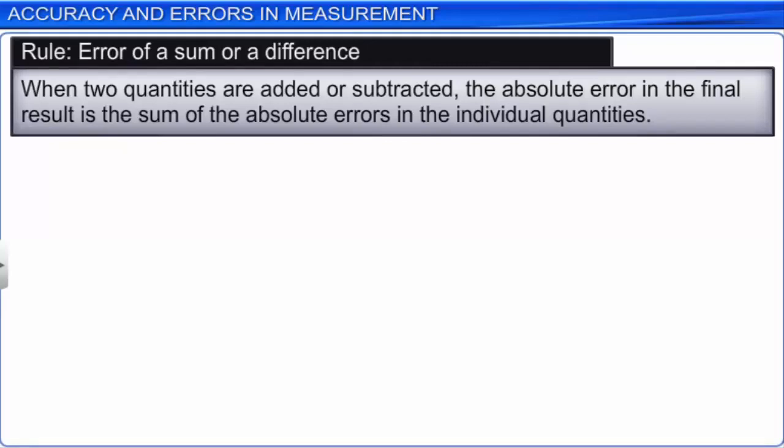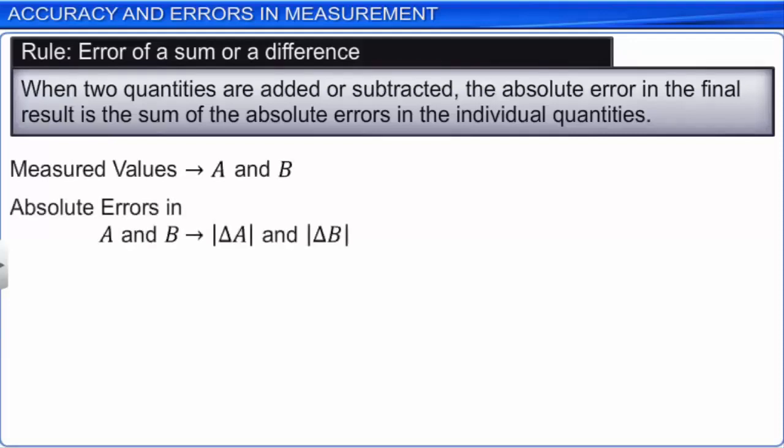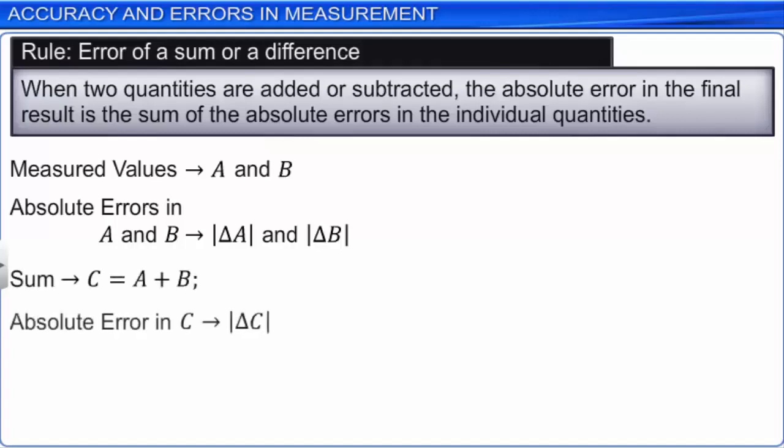If two physical quantities have their measured values A and B, and mod delta A and mod delta B are their absolute errors, find the error delta C in the sum C is equal to A plus B. We have by addition C plus or minus delta C is equal to A plus or minus delta A plus B plus or minus delta B. The maximum possible error in C, delta C, is equal to delta A plus delta B.